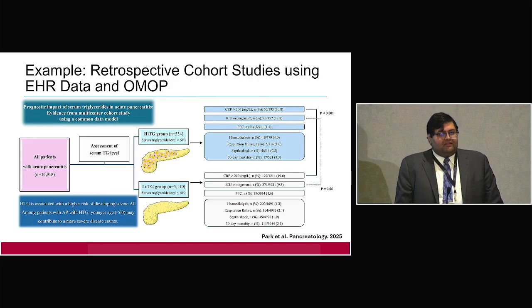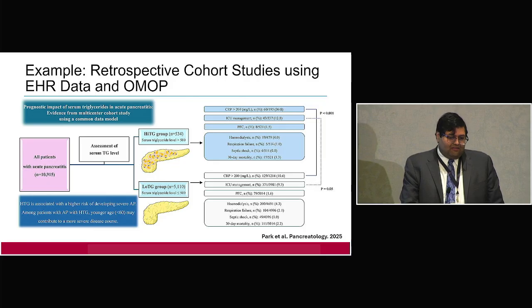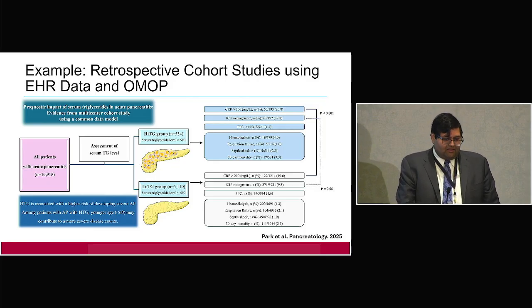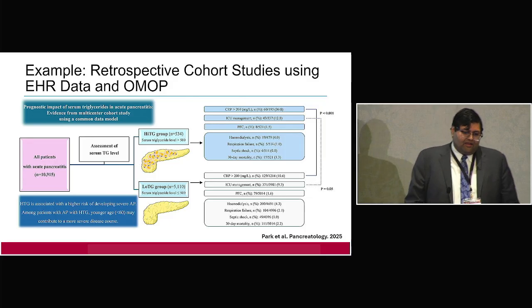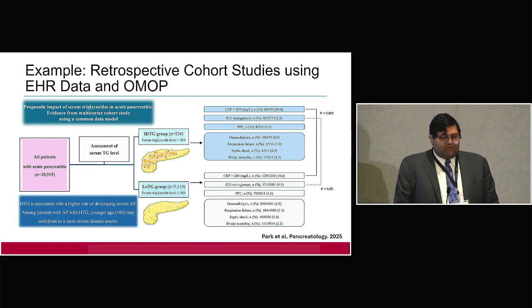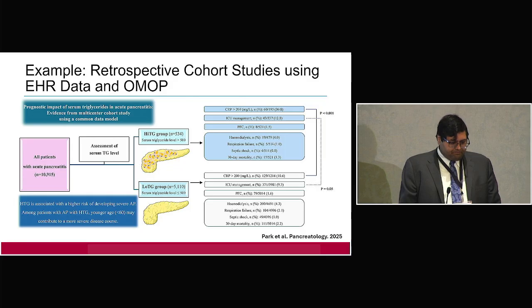The really cool thing here is they took something that is really time intensive and made it relatively simple using an automated extraction from the EHR and open source simple tools that they did not have to recode or re-engineer. What you can see in their findings in this graphical abstract is they found that the CRP as well as the rates of ICU admission were higher in the high triglyceride arm compared to the low triglyceride arm, showing that the triglyceride level may modulate severity of acute pancreatitis.